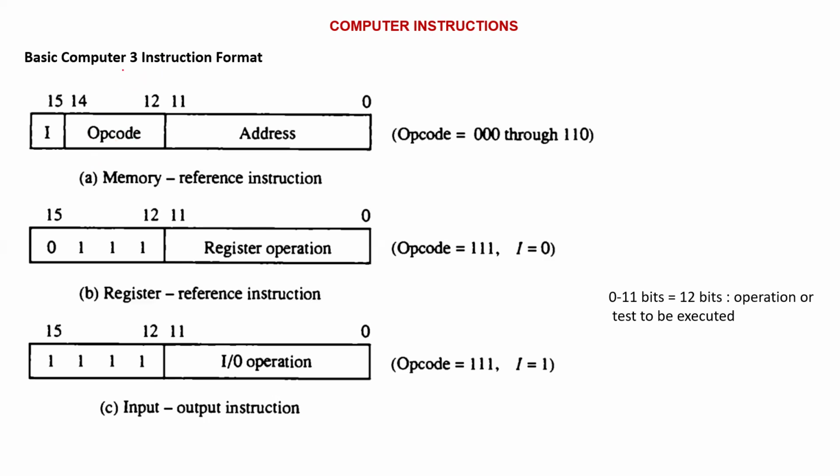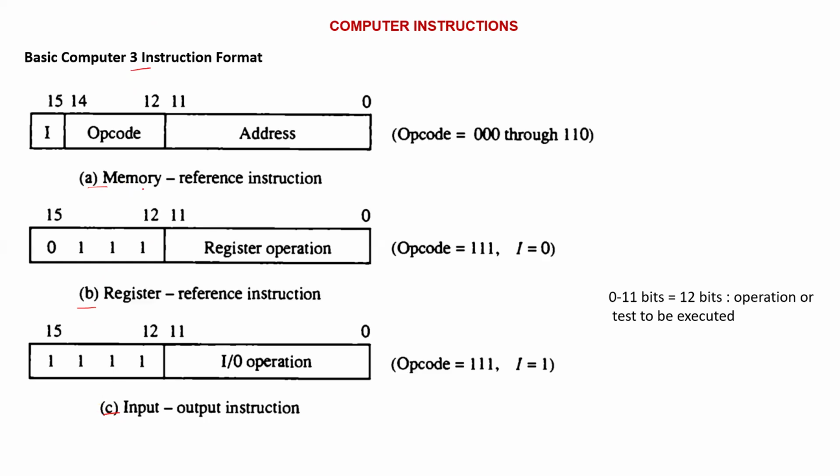So it has three instruction formats. The first one is the memory reference instruction. The second is the register reference instruction. The third one is the input output instruction. In case of the memory reference instruction, how are these 16 bits arranged, and what are their functions?